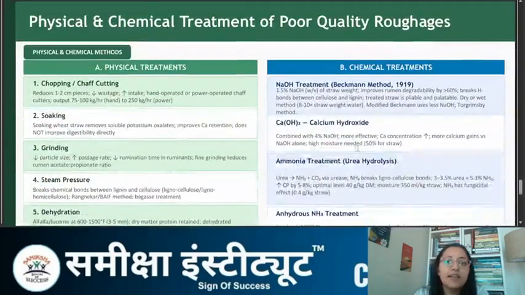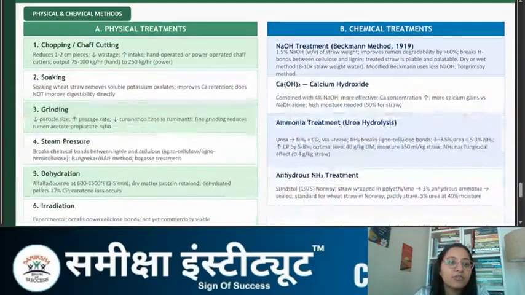Starting with the physical methods. Chopping and chaff cutting reduce the particle size to 1 to 2 centimeter pieces, reduce wastage, and improve feed intake. It can be hand operated, manually, or done with power operated, automated chaff cutters.